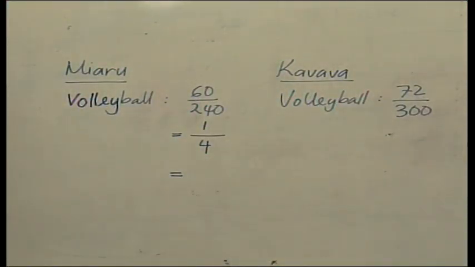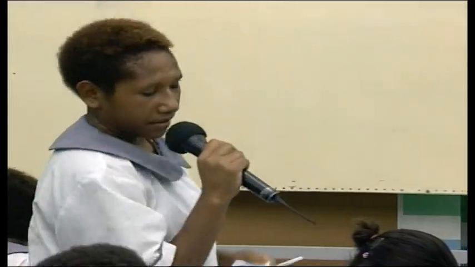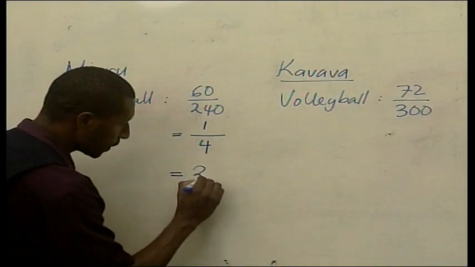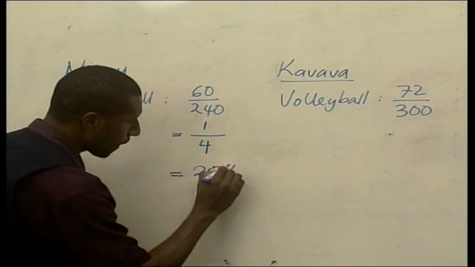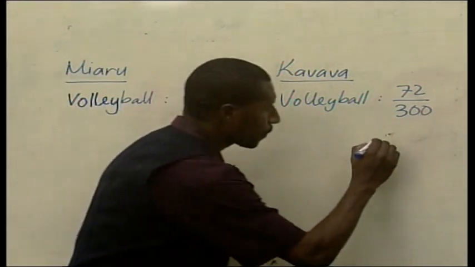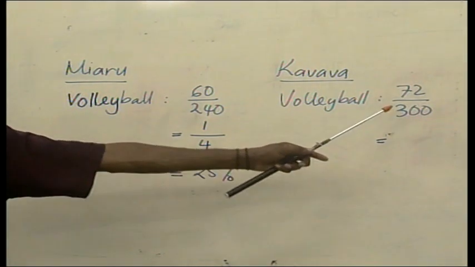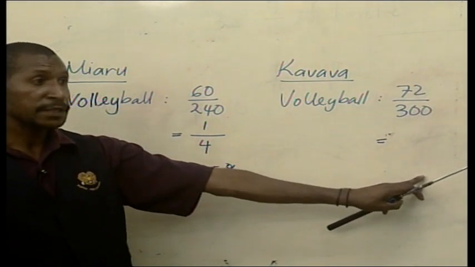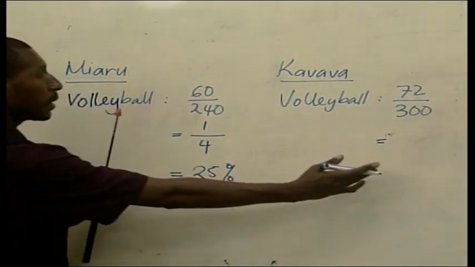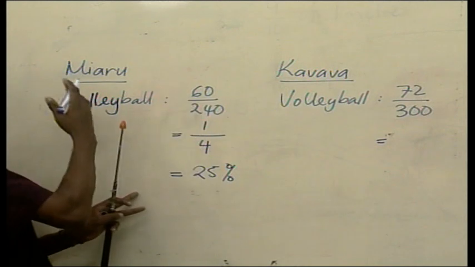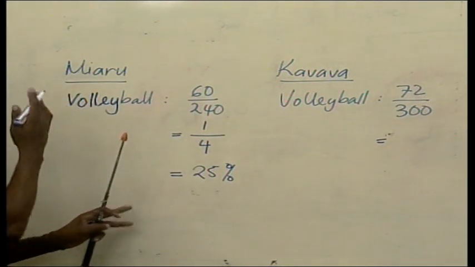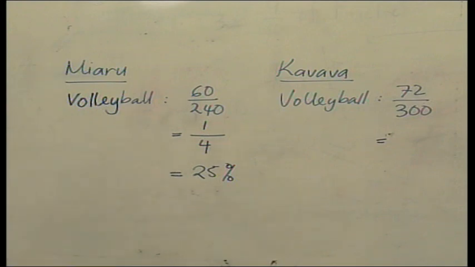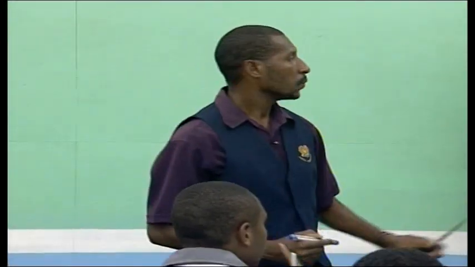Now, what will be the percentage? Okay, let's have Evelyn. 25%. 25%. Yes. Okay, let's go to this one. We have to find out the percentage of this before we can compare which school or which village prefers the volleyball most. So, simplify that. What is the simplest fraction?